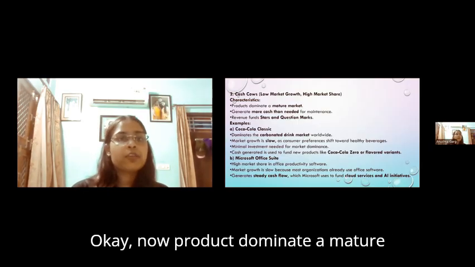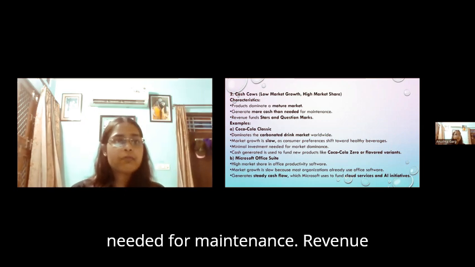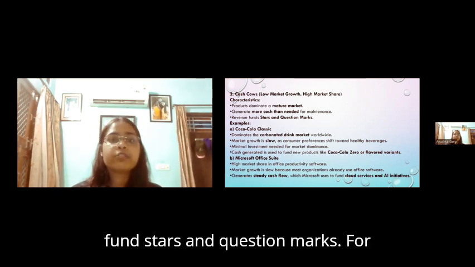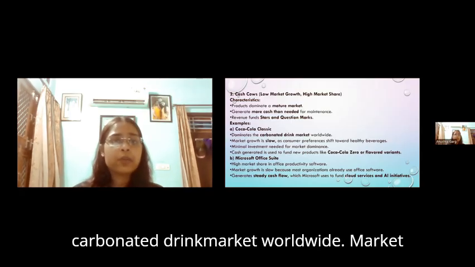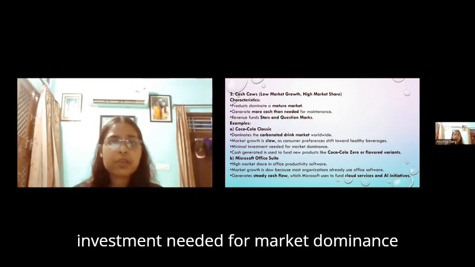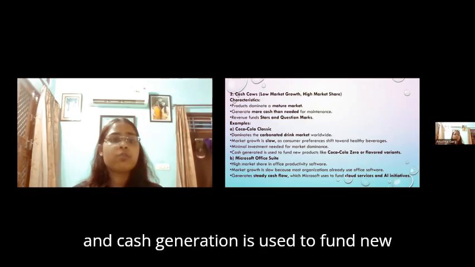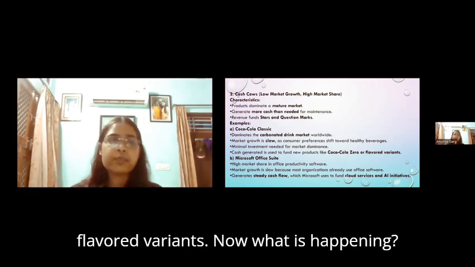Okay, now, a product dominates a mature market. It generates more cash than needed for maintenance. Revenue funds stars and question marks. For example, Coca-Cola Classic dominates the carbonated drink market worldwide. Market growth is slow as consumer preferences shift towards healthy beverages. Minimal investment is needed for market dominance, and the cash generated is used to fund new products like Coca-Cola Zero or flavored variants. Now, what is happening?